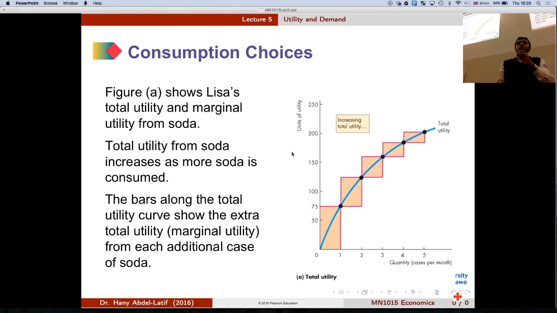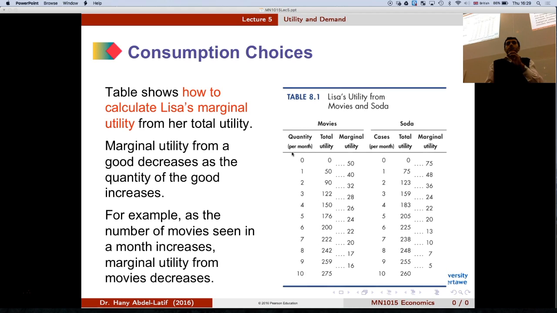So if I go back to the schedule here, or this table, you will see this. What's happening with the marginal utility? So here 75 for soda, 75, 48, 36, and it's decreasing. Okay, the more she consumes from soda, the marginal utility decreases. And if you look at the total utility, it increases. Okay, so that's the idea.